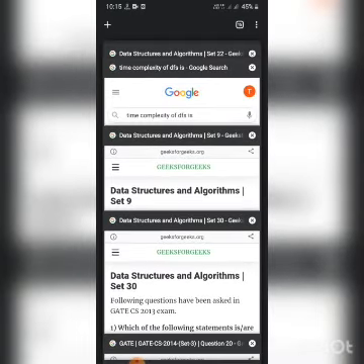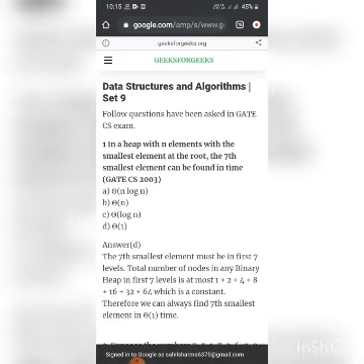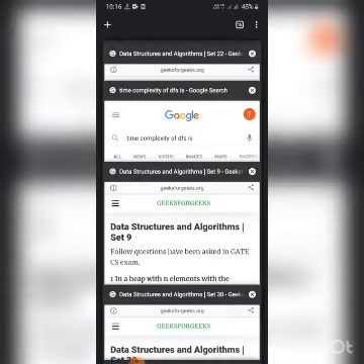Okay, so the next question they asked: in a heap with n elements with the smallest element at the root, the seventh smallest element can be found in what time? The answer they gave is O(1), and this question was also asked in GATE CS 2003.